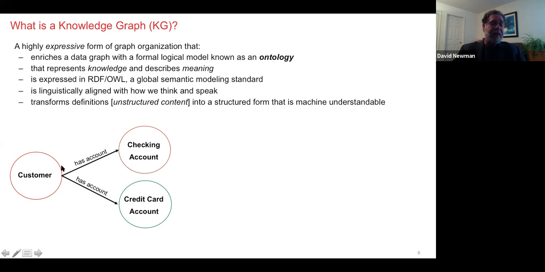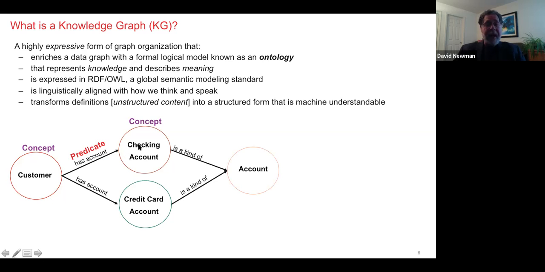So as an example, we could describe a model where we have a customer associated with a checking account and a credit card account, and we have this notion of this edge that we could label with the meaning has account, so that this is very intuitively understandable to a human. We can describe concepts and other concepts, and the linkage of these is what we would call a predicate. And these can be further defined in a very rich taxonomy where we could describe that checking and credit card accounts are kinds of accounts, and that checking and credit card accounts also have common behaviors or attributes.